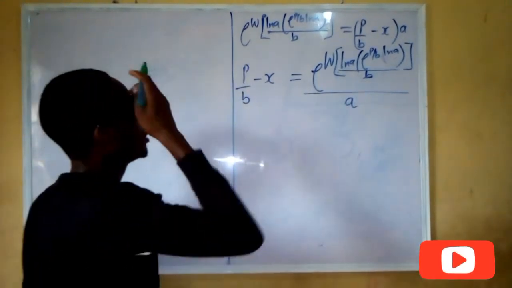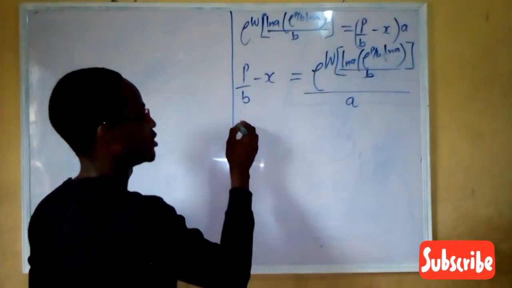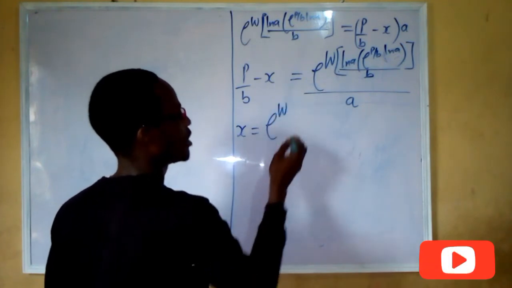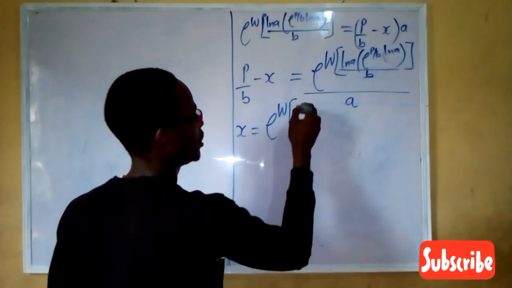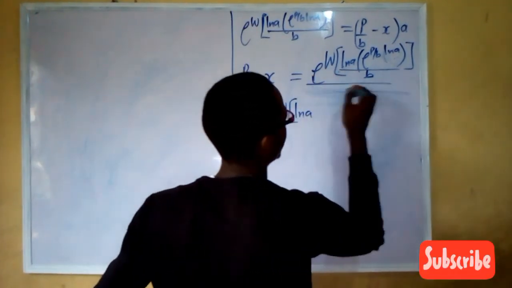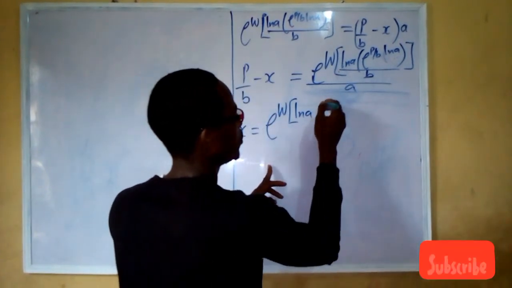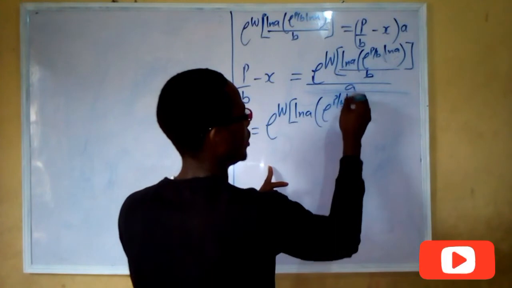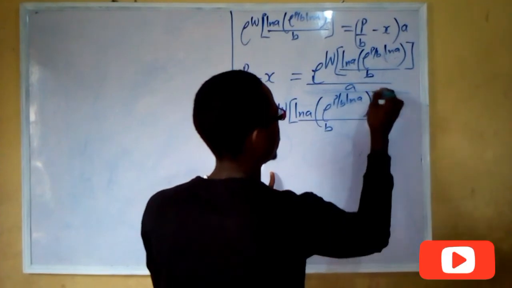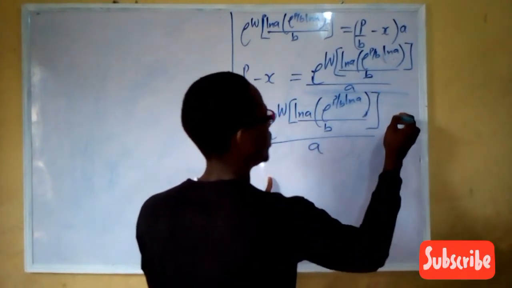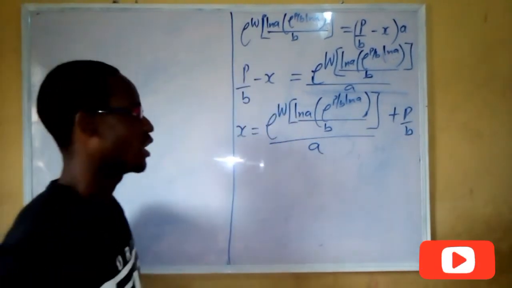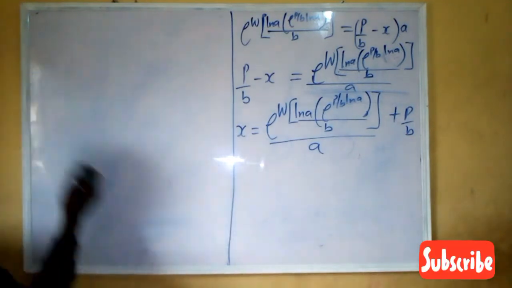So that's that. From there, this goes to the other side, so I'm going to have x equals the exponential of the Lambert W function of ln a into exponential p all over b ln a, this all over b, then all over ln a, plus p all over b. So that has neutralized the negative sign here. Like I've said, we can also solve an example on that.